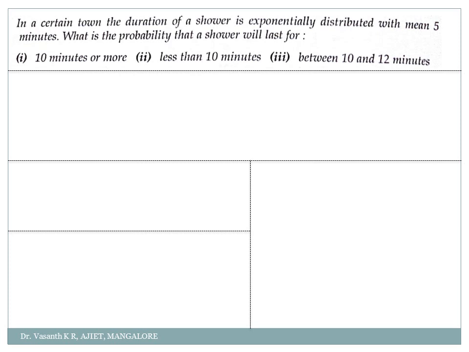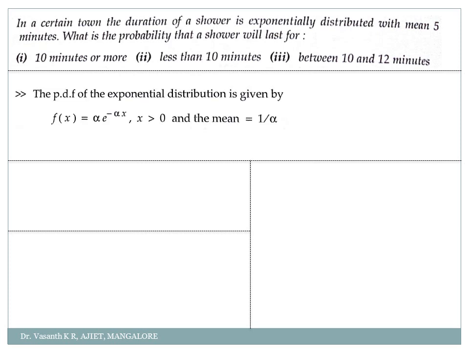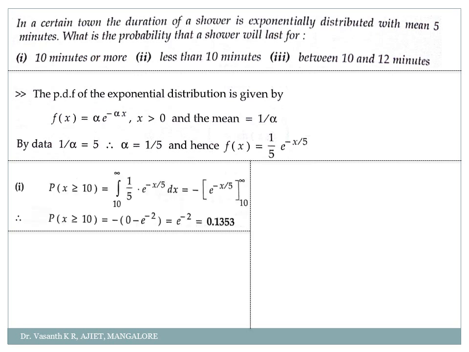What is the mean of exponential distribution? 1 by alpha. Right? So first I'll find out alpha. So mean is given by 1 by alpha. So 1 by alpha is equal to 5. So alpha is equal to 1 by 5. So my exponential distribution will become 1 by 5 into e to the power minus x by 5. First question, 10 or more means from 10 up to infinity. See here, from 10 up to infinity, 1 by 5 into e to the power minus x by 5 dx. Calculate it, you will get it as 0.1353.